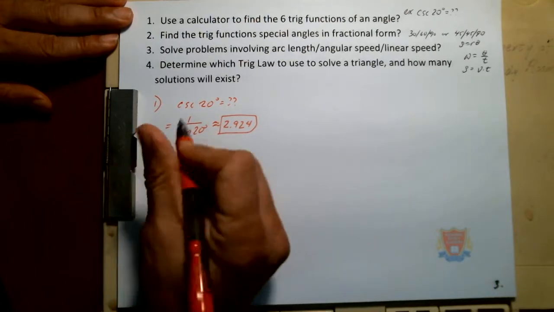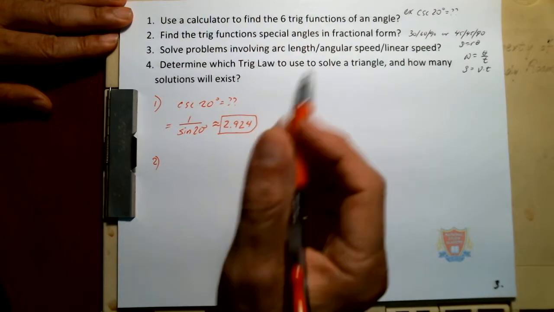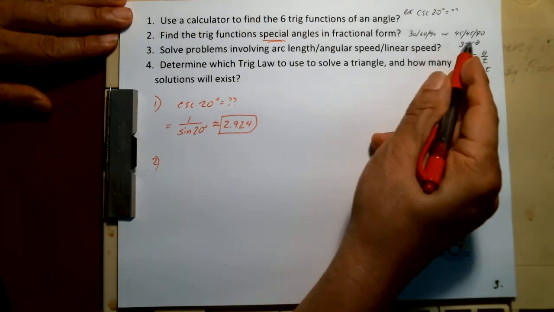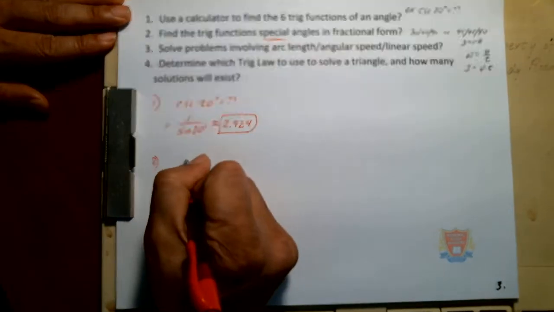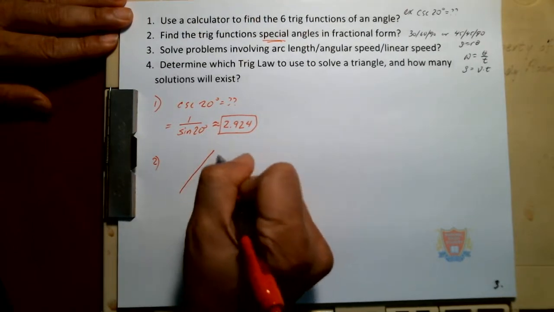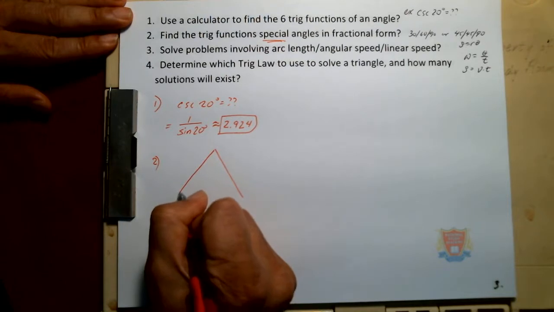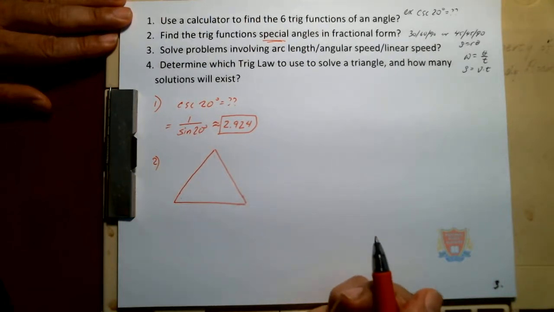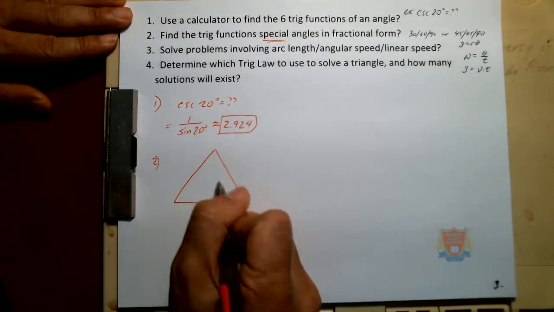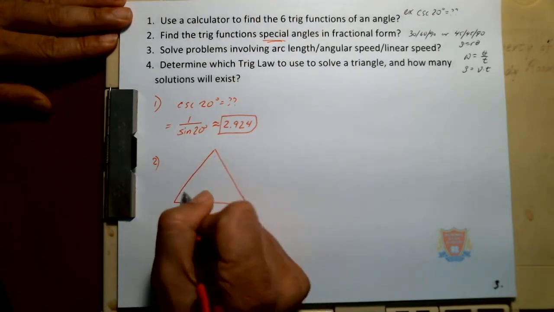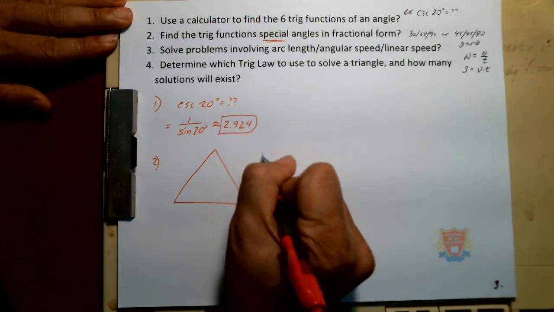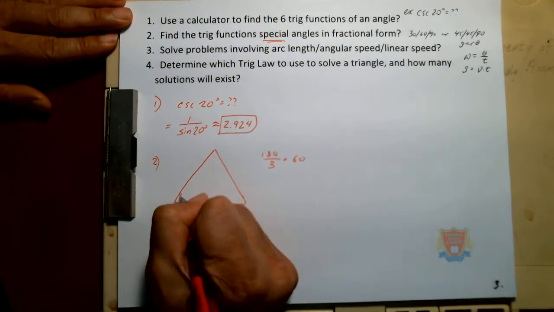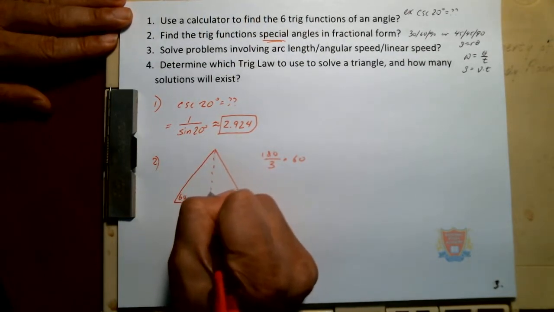On number 2, it says find the trig function of special angles in fractional form. I believe when it says special angles, it's either the 30, 60, 90 or the 45, 45, 90. So let's start with the 30, 60, 90 first. What we like to do is start off with an equilateral triangle. Draw it nice and big. What is the measure of all three of these angles when it's an equilateral triangle? The angles of any triangle have to add up to 180 degrees. We divide by 3, that's equal to 60 because everything's equal. So this is 60.